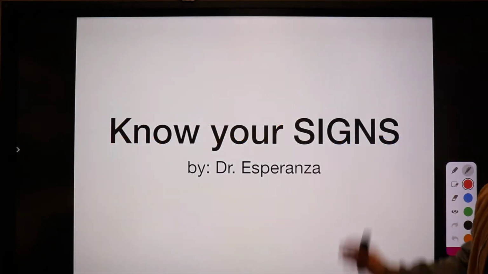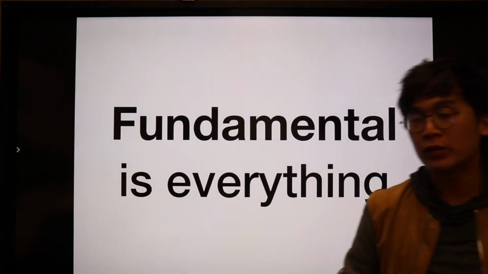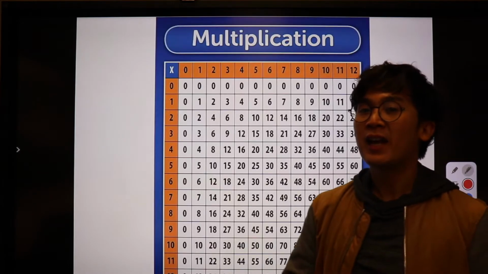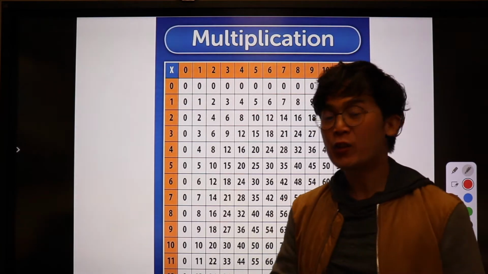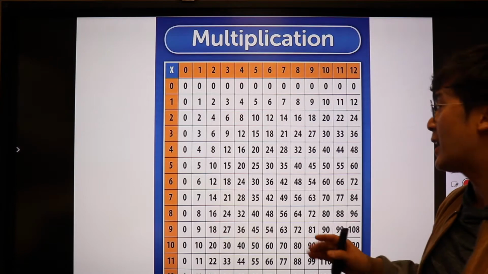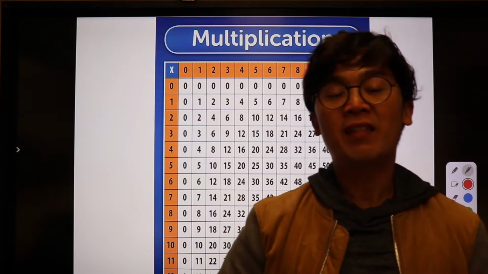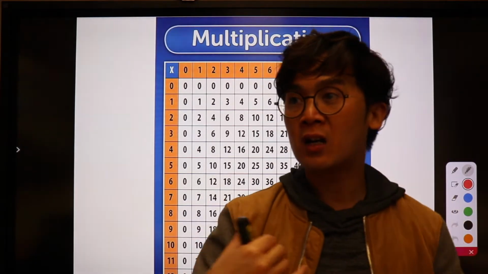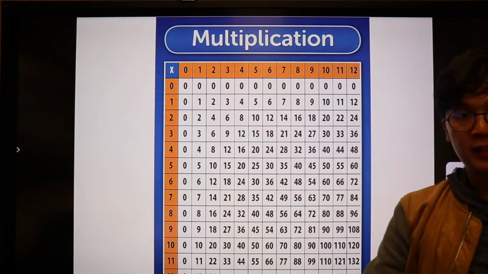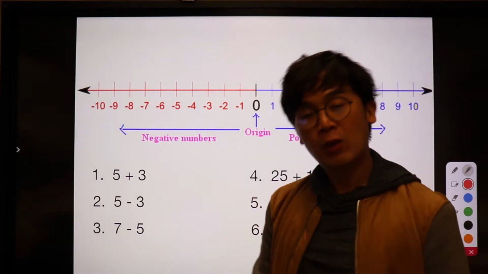For today, we're going to be working on integers and how to work out problems involving positive and negative numbers, because in mathematics, fundamental is everything. And when we say fundamentals, it all boils down on your mastery and your understanding on how to use your multiplication table. It is required for you to understand the lesson of algebra, trigonometry, basic math when you're working with the multiplication table. And that's what we're going to be doing. And for today, we're going to start with our work on integers.